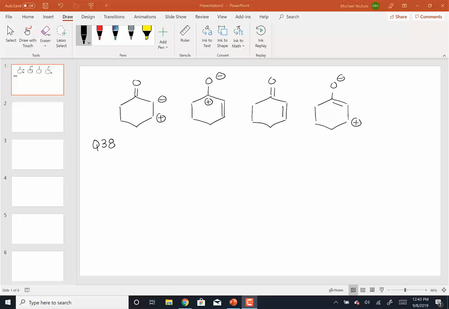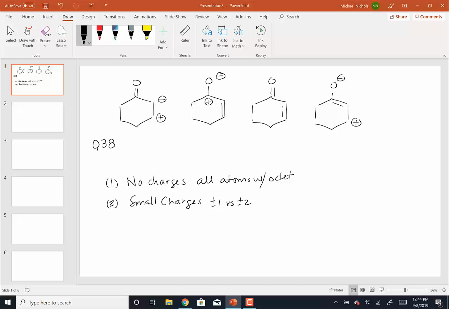The first thing we need is rules. So what would be our rules for stability? Number one, the most stable structure is going to be the one with no formal charges and all the atoms with a completed octet. Number two, we want small charges. Small charges means plus or minus 1 versus plus or minus 2, and also a small number of charges.